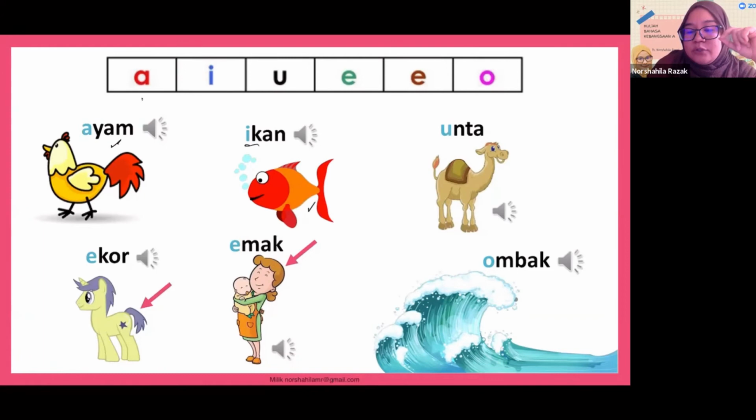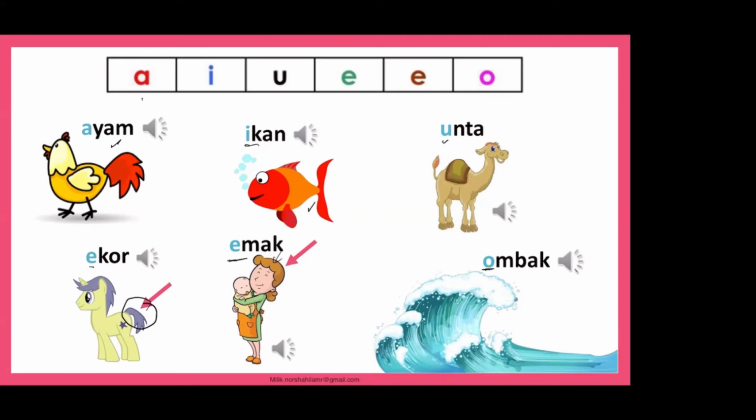Ikan. Unta. Okay. Because kita tunjuk benda ni. Okay. Ekor. This person, this person. Emak. Ekor, emak. Okay, kemudian kita ada O. Ombak. Okay. Boleh ikut? Yes, cikgu. Okay, boleh ikut.